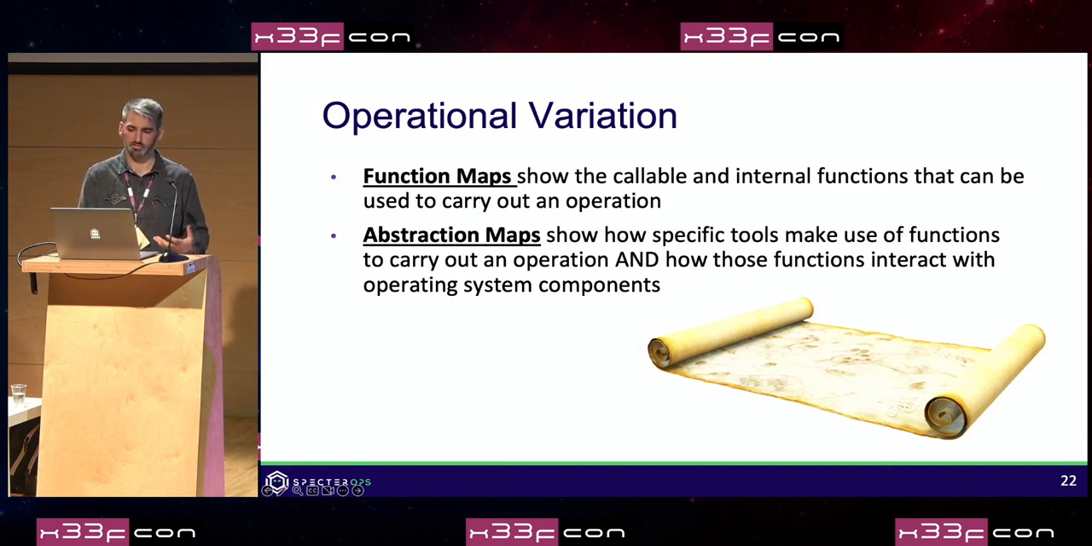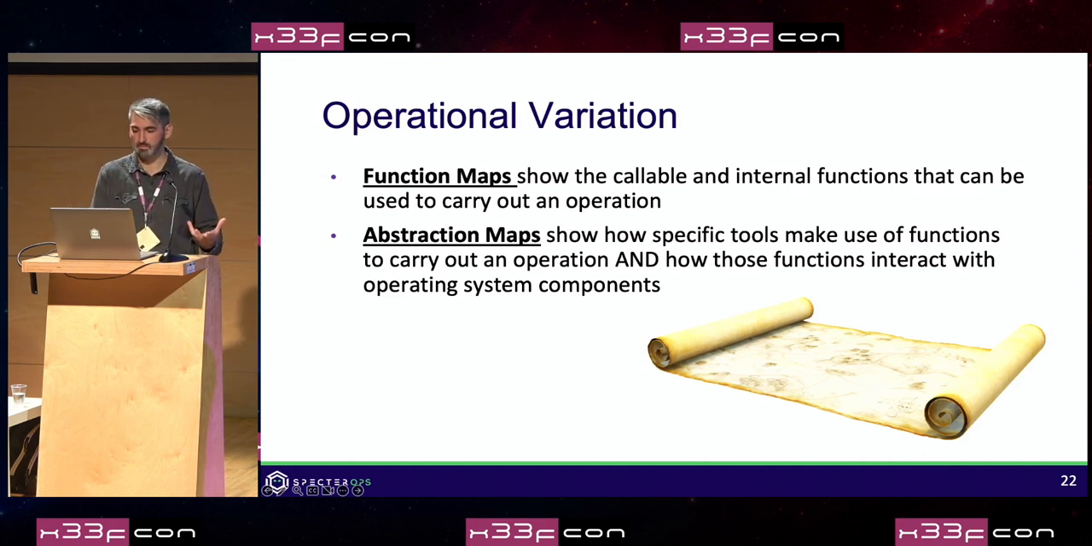First is function maps that show the callable and internal functions that can be used to carry out an operation. So this is really showing what is possible, not necessarily what is observed in currently known tooling at the functional level. Both of these actually involve a lot of manual reverse engineering work to put together. So while you will see an operational breakdown for every procedure covered in Cartographer, not every operation is necessarily going to have a function map and or an abstraction map.